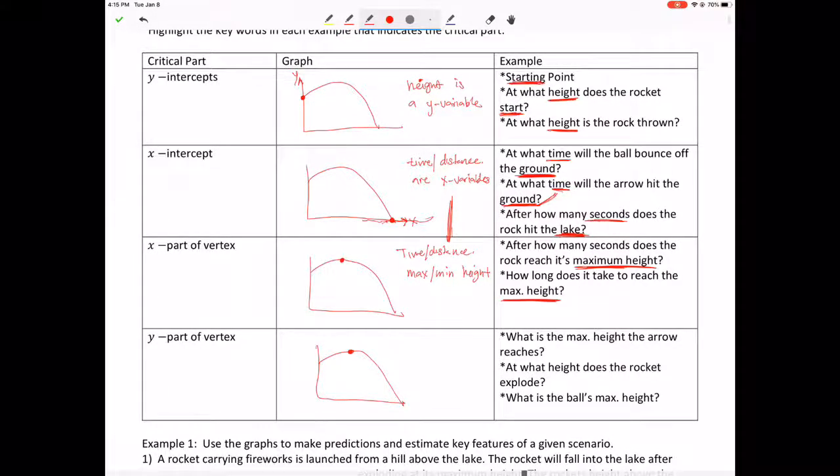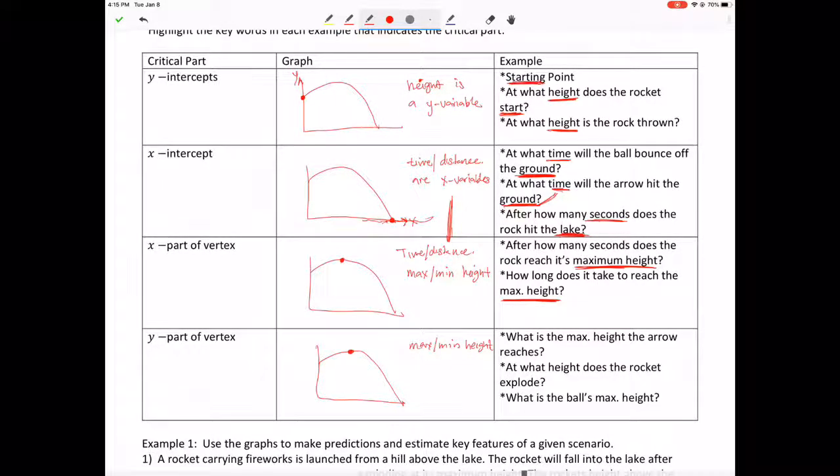So anything that has the words maximum height, that's where we're talking about the vertex. And since it's talking about time, that is going to be x. Okay, or if it was distance, it would be x. All right, for the y part of the vertex, we're still talking about a maximum or a minimum, but we're talking about just the height.